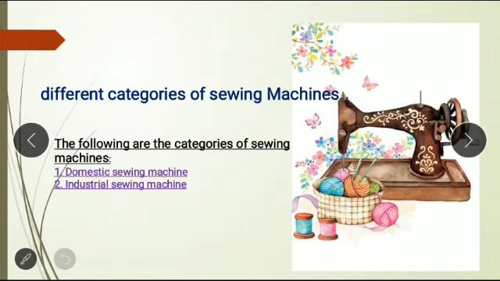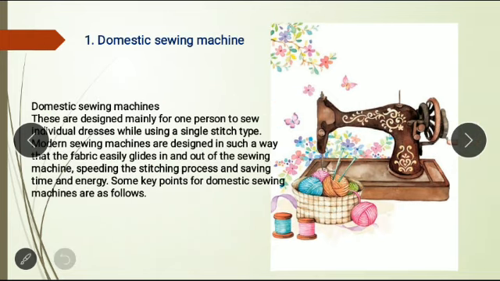Now, different categories of sewing machine. The following are the categories of sewing machines. The first one is the domestic sewing machine. The second one is the industrial sewing machine. What do you understand by domestic sewing machines?